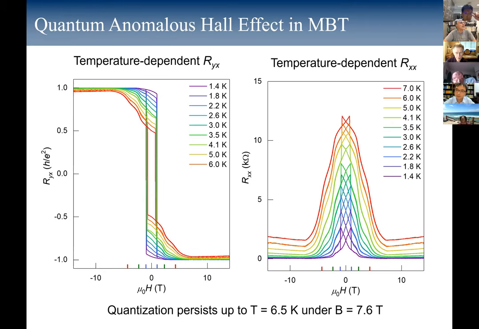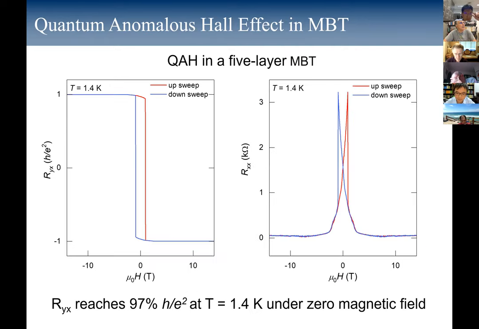Greg Bobinger asks, how precisely has the quantized Hall effect been measured to date? You mentioned one part in a billion. For the quantum anomalous Hall effect, how precisely has it been measured? The quantum Hall effect was measured up to one part in a billion. But the quantum anomalous Hall effect, as far as I know, has not reached such an accuracy.